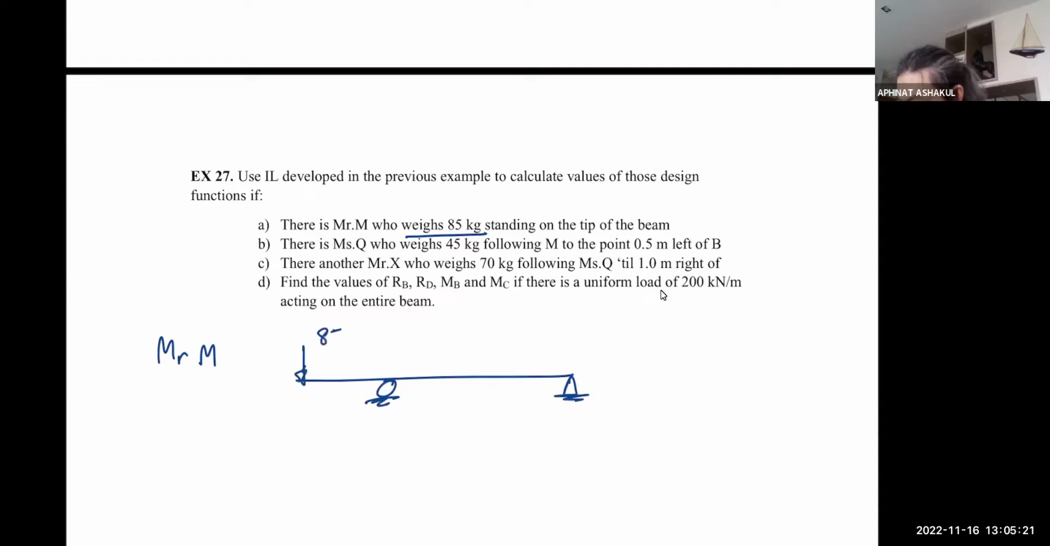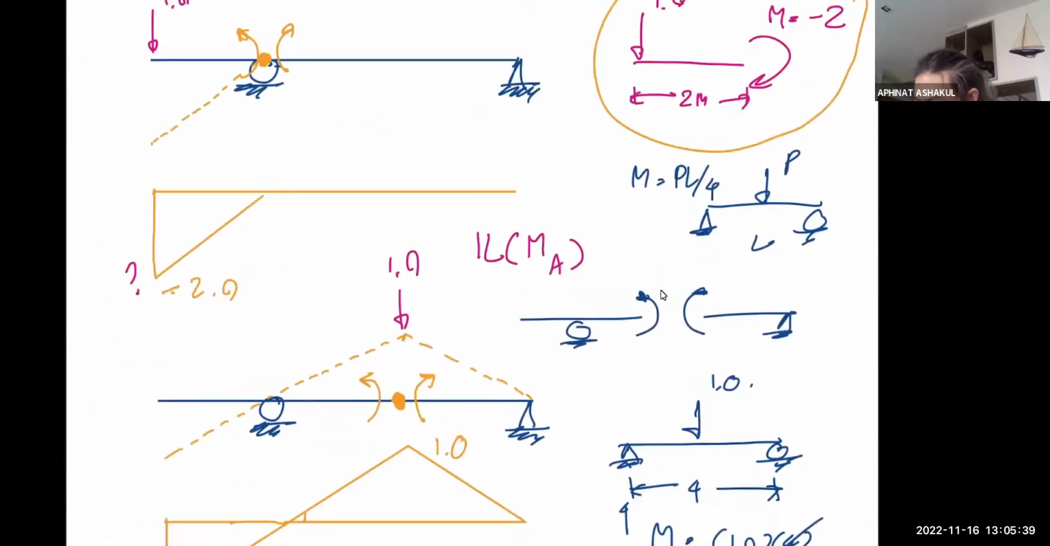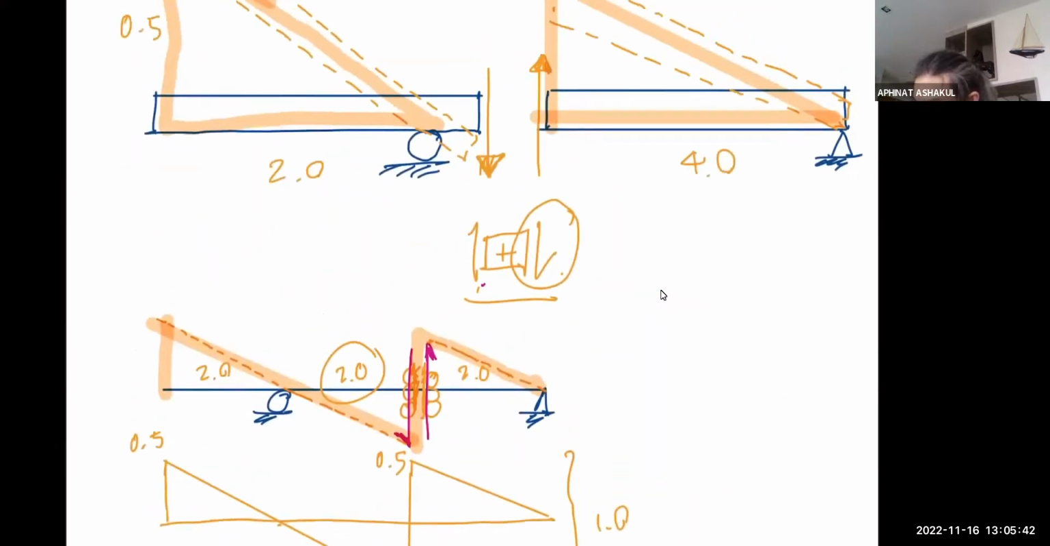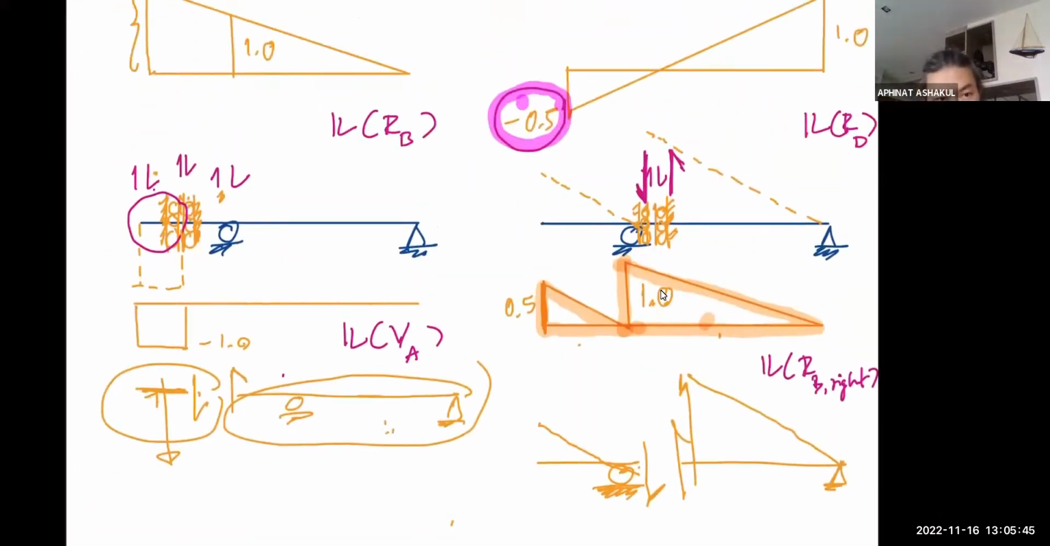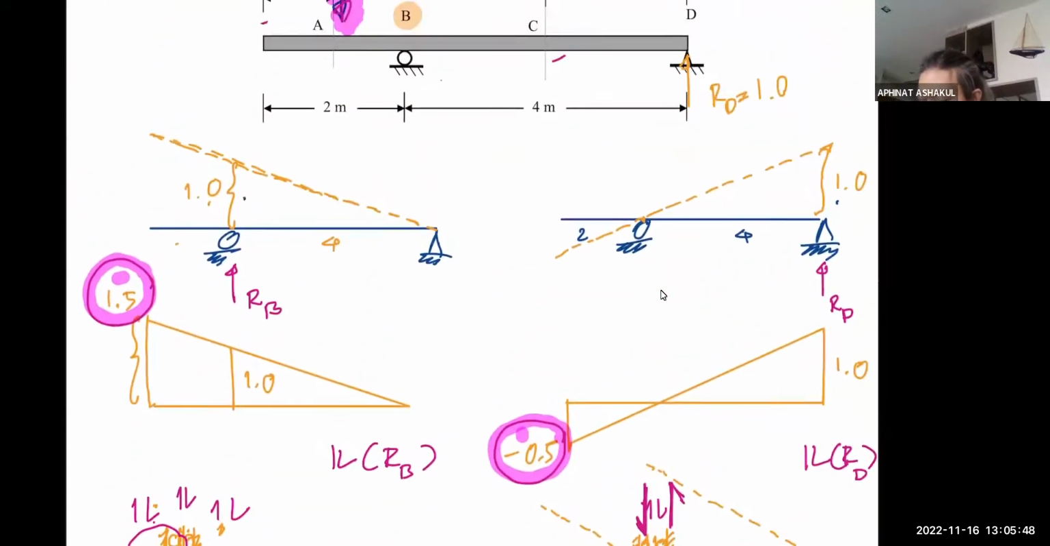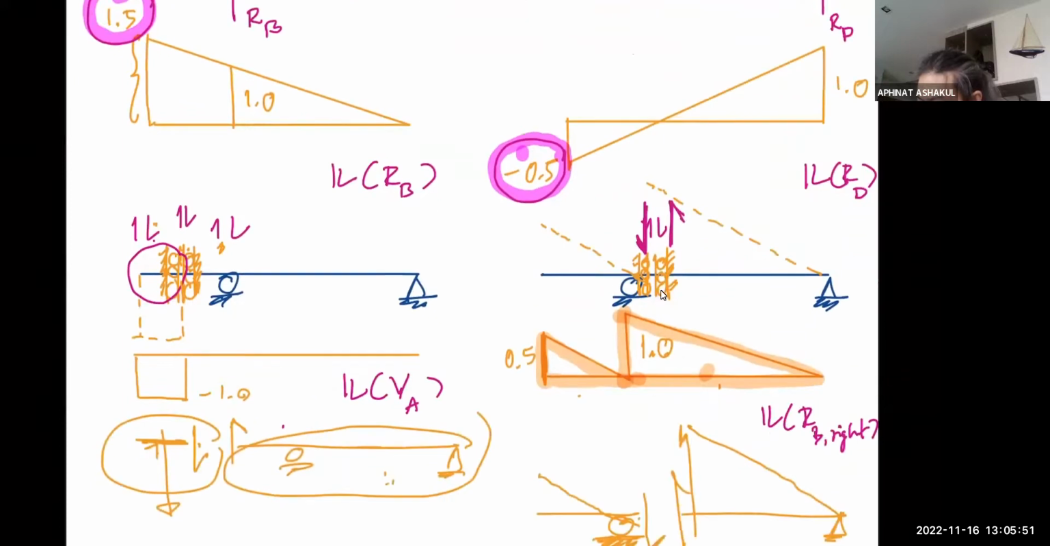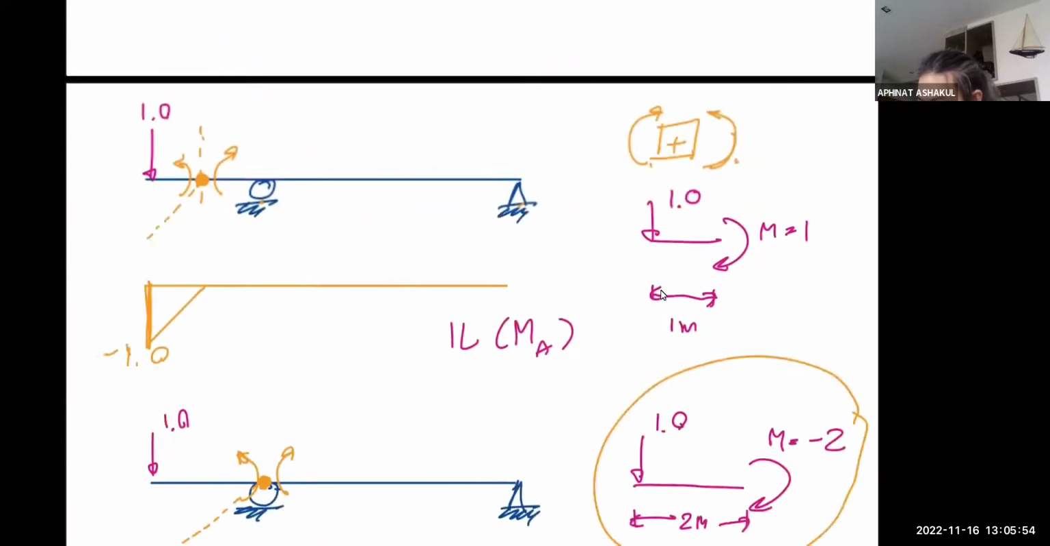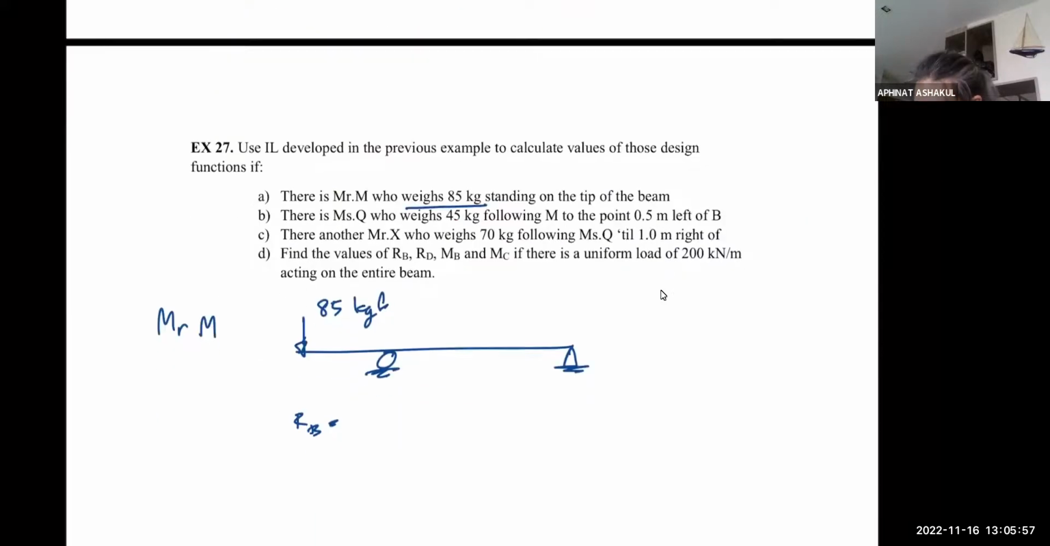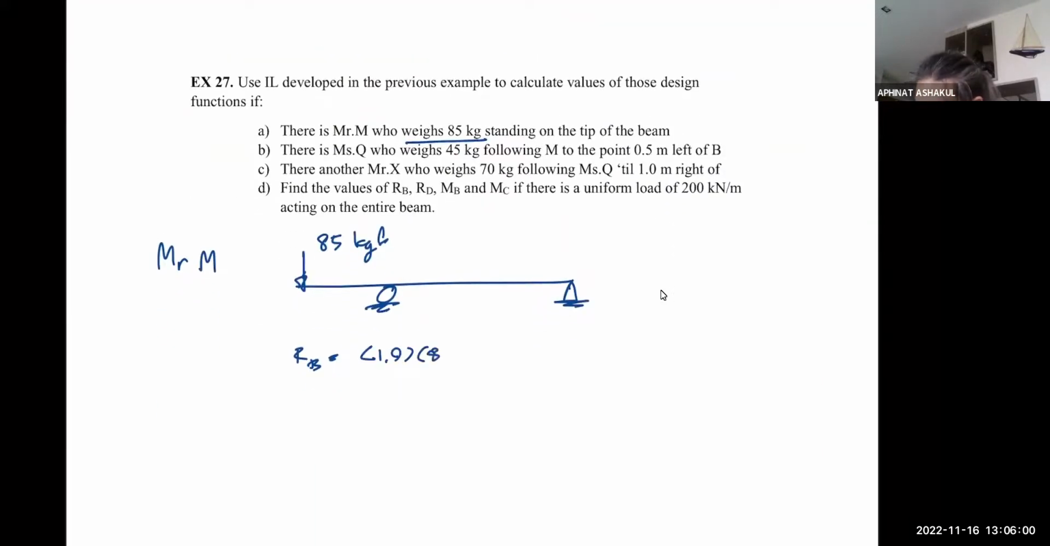So Mr. M is here, 85 kilogram force. Now if you want to know RA, for example, RB, you just need to go and take the values. I'm sorry, it's just going to be a long stretch going back and forth. The value of RB is 1. So you multiply 1 with the weight of Mr. M. The value is 1 multiplied by 85. It's 85 kilogram force.